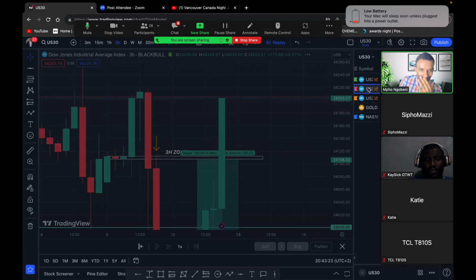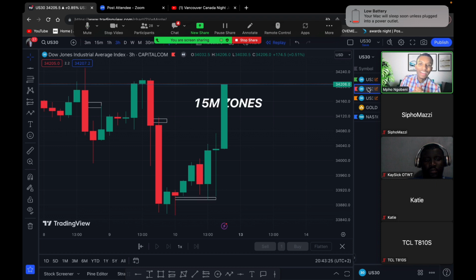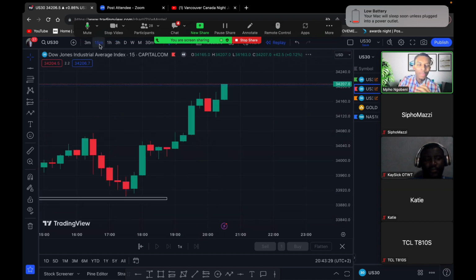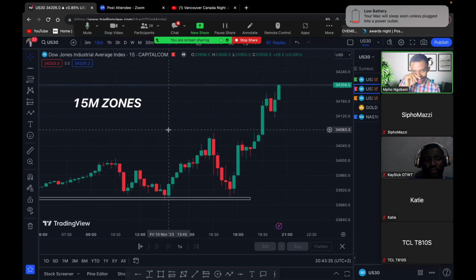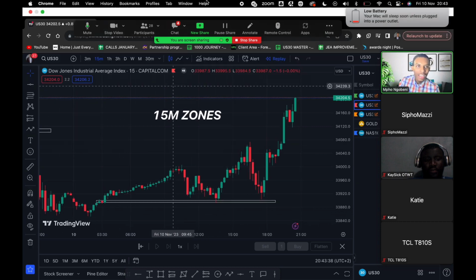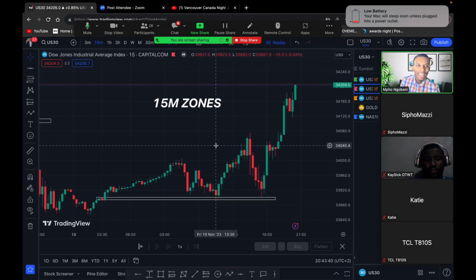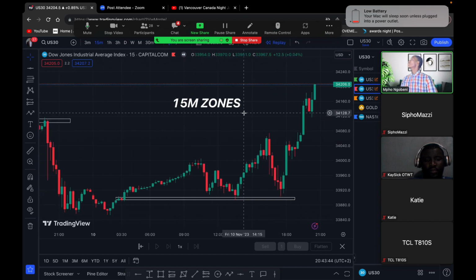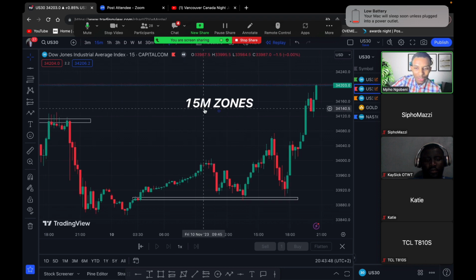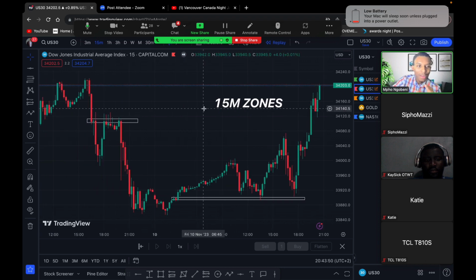And I want to also show you that, okay, here it's 15 minutes. So it's not only going to happen at the 3 hours. Even at smaller time frames, you can see zones. So now we'll be looking at the 15-minute zone. So this is the 15-minute zone. Even with the 15-minute zone, it works the same way as the 3-hour zone.